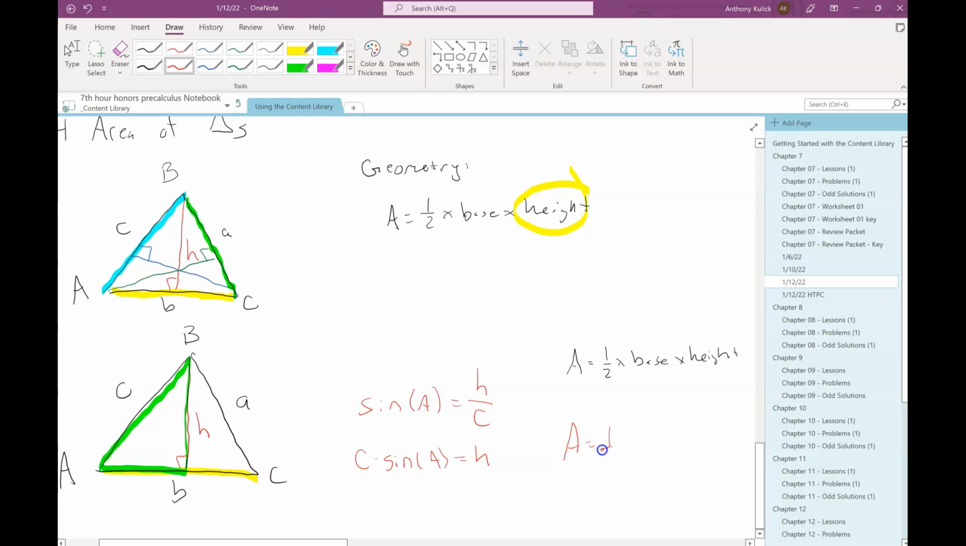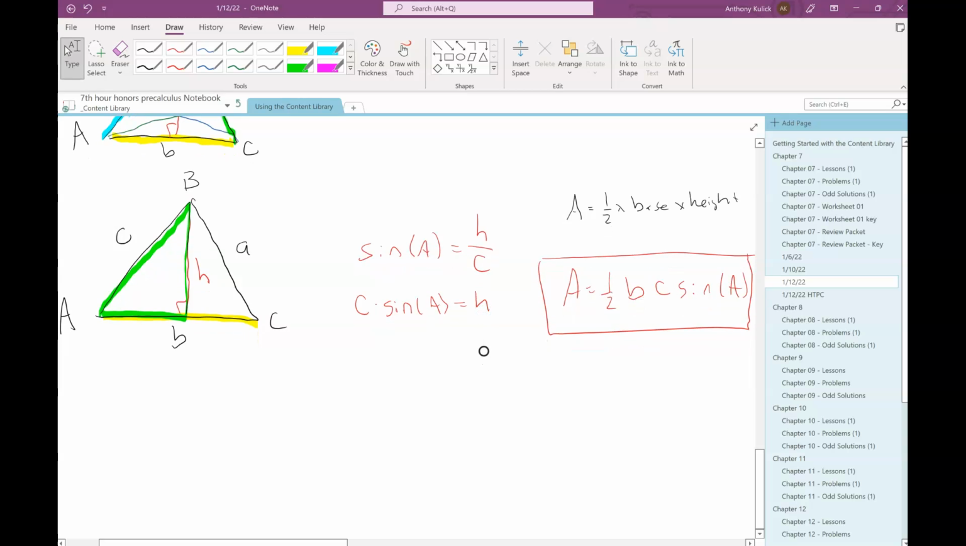So if we now substitute this in, our B was side B, and our height is C times sine A. So this is a new version of our area formula that involves only the pieces of a triangle that we have solved for, right? Just side lengths and angle measures. No heights needed. That's pretty cool, right?